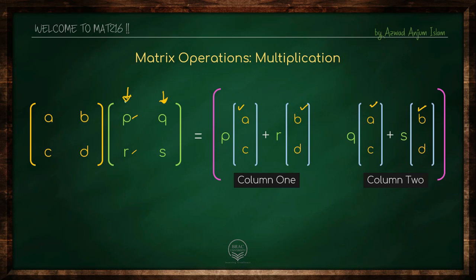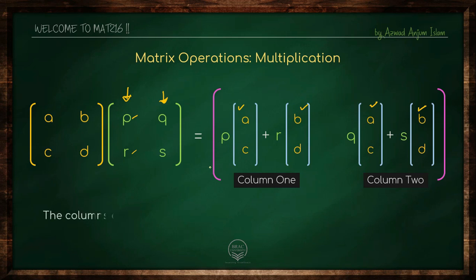For example, the first column is telling me take the first column of the left matrix P times, and R is telling me take the second column R times. In here, Q is telling me take the first column Q times, and S is telling me take the second column S times. This is going to be the first column of the resultant matrix. This is going to be the second column of the resultant matrix.